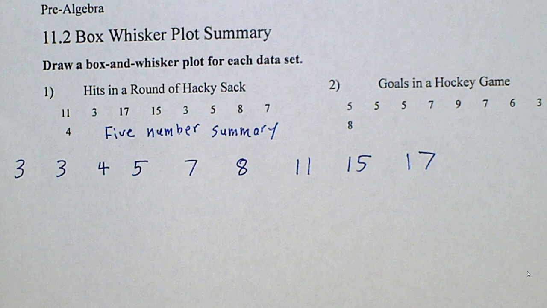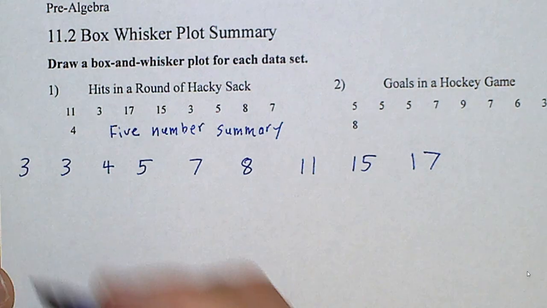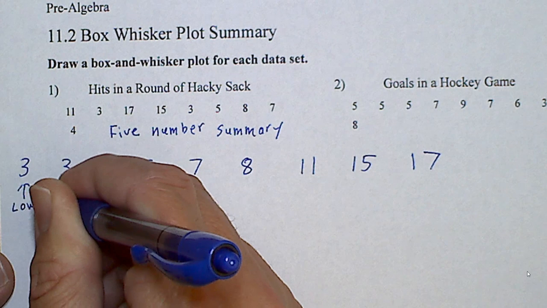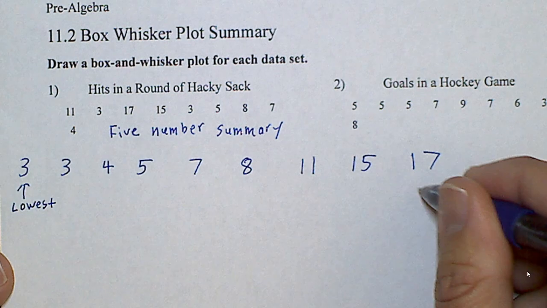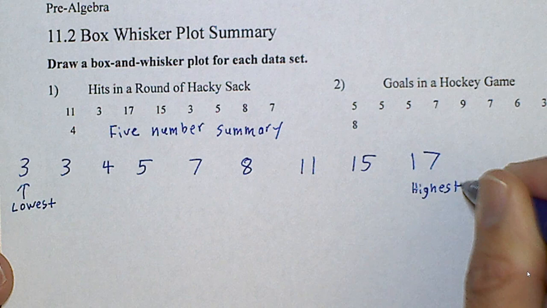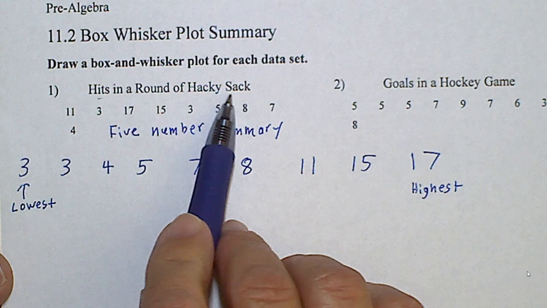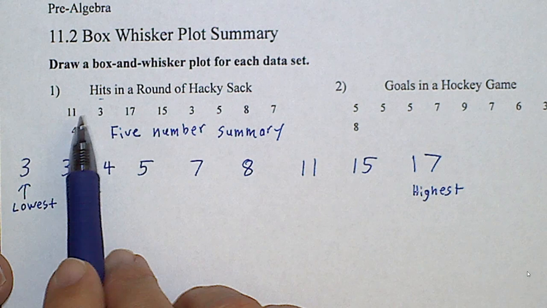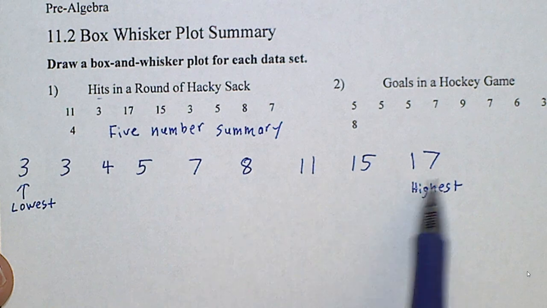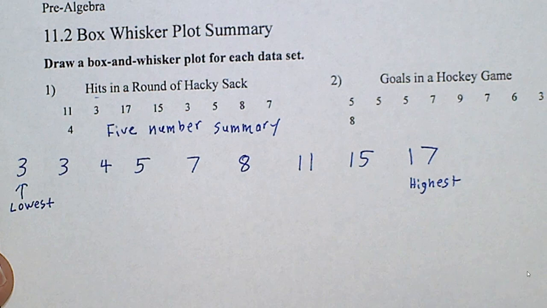The first two are easy. It's just your highest number and your lowest number. So from this data, we can see that our lowest number is 3, and our highest is 17. And by the way, this is the number of hits in a round of hacky sack. Notice that I took all this data and the first thing I did was write the numbers out in order from lowest to highest. That's the first thing you want to do, okay?